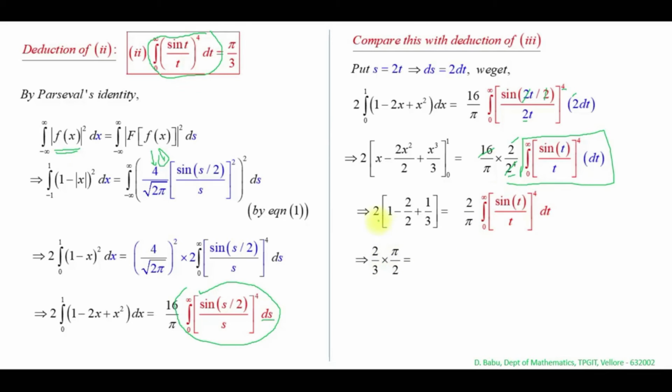This implies, after taking the LCM, this is 2 by 3. So we bring pi by 2 to this side. So we get pi by 2 equal to the integral from 0 to infinity of (sin t by t) to the power 4 dt. So now the 2 gets cancelled. Therefore the answer is pi by 3, which is what we required. This is pi by 3. So this proves it. Hence the problem.